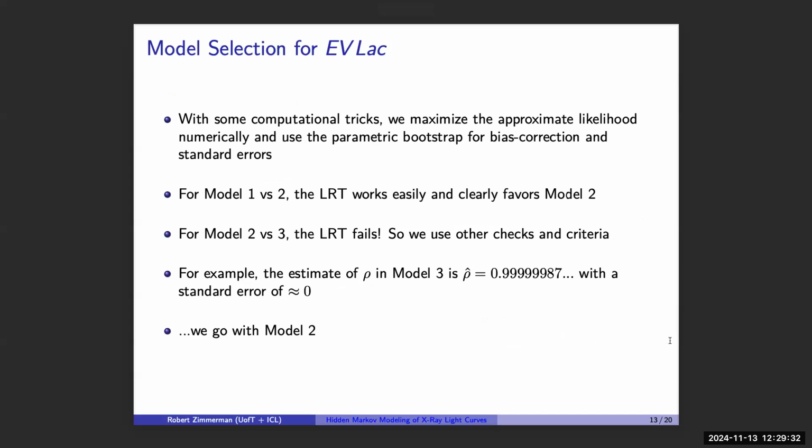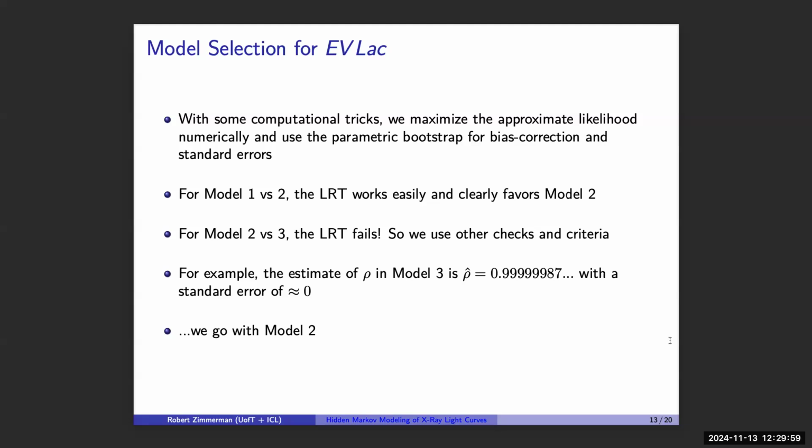So that's what we do. We use these approximations to approximate those continuous space HMM likelihoods, and then we run some model selection. So we maximize the approximate likelihood numerically, and for standard errors, we use the parametric bootstrap. And we use the LRT, or at least we try to use the LRT for model comparison, because these models are nested within each other. So in principle, the LRT works.